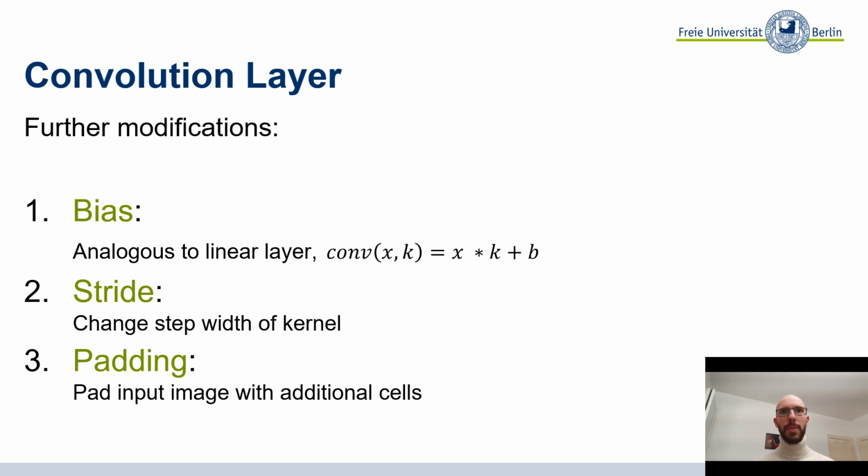First of all, remember that we had bias in linear layers, and there's no reason we cannot have that in convolution. So a convolution layer, denoted here as a function conv of an input x and a kernel k, is x convolved with my kernel k plus a bias vector of fitting dimension. Then there's another concept called stride, which tells us how big the steps are that we can do with the kernel as we slide it over our image. And we have another concept called padding, which tells us if we pad our image or our matrix with additional cells before feeding it to our convolution.